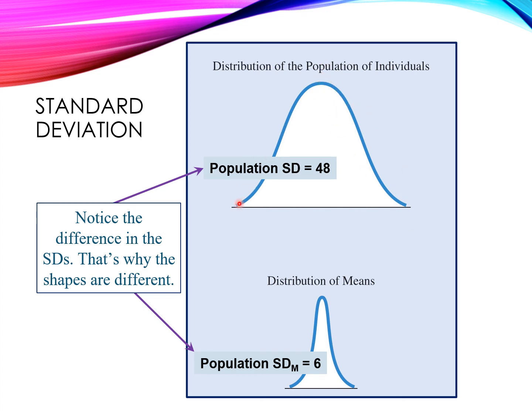So you've seen these shapes already, okay? So in the shape, when the SD is 48, it's going to be the normal curve, and that would be the population of individuals. But in a distribution of means, we have a standard deviation of only 6. And remember that standard deviation is how big the gap is between each z-score on the number line going across the bottom. And that's why these shapes are so different. It's because of the standard deviation.